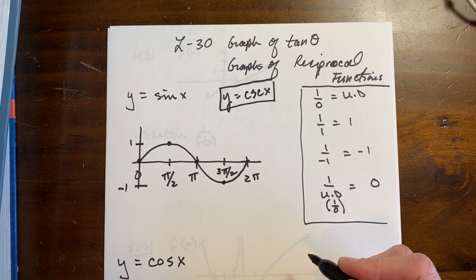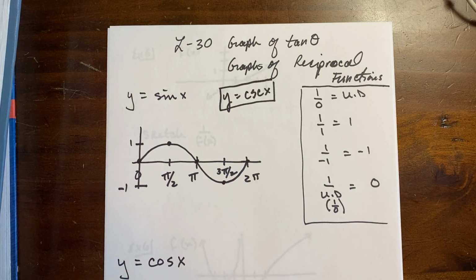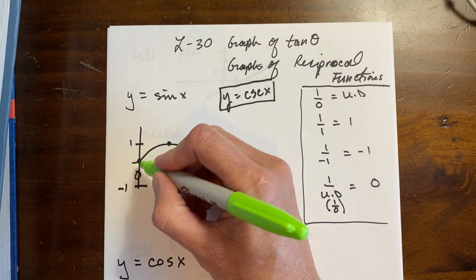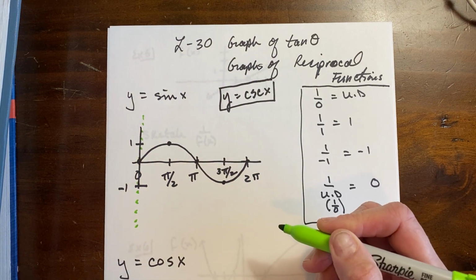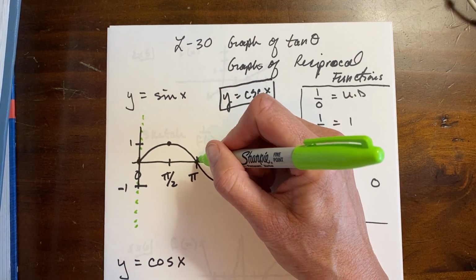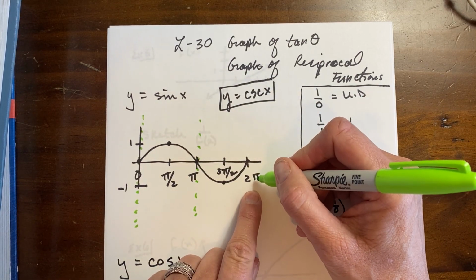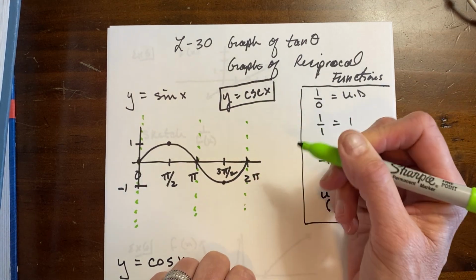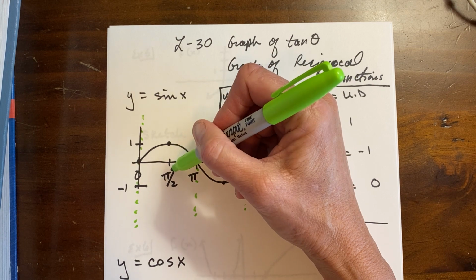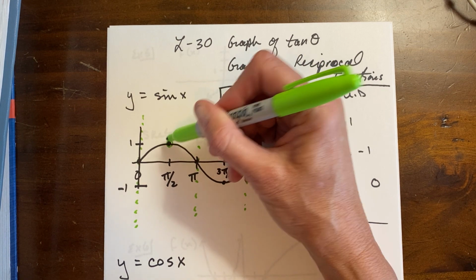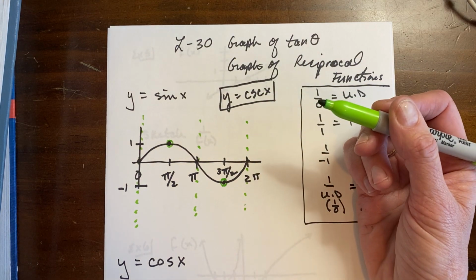So let's consider the reciprocals of those values. I'm going to use a different color marker to graph cosecant of x. The reciprocal of 0 is undefined, so there will be an asymptote there. The reciprocal of 0 at pi is undefined, and at 2 pi sine is 0, and the reciprocal of 0 is undefined. Now, let's remember that we have 1 at pi over 2. The reciprocal of 1 is 1, so that will be part of my graph. The reciprocal of -1 is -1, so that will be part of my graph.